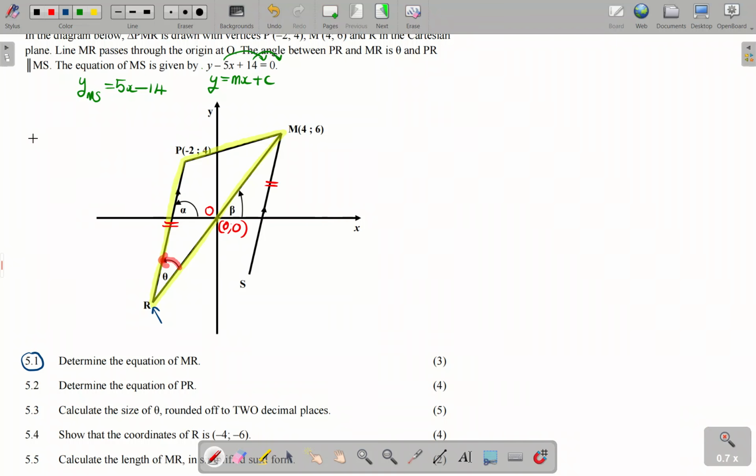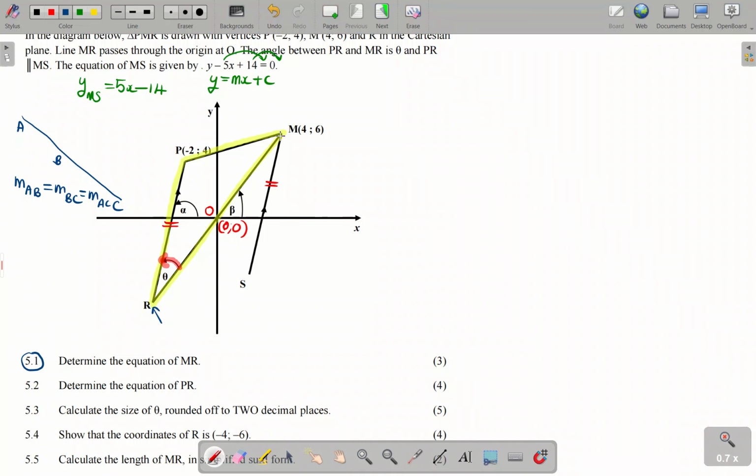You know about collinear points: whenever you have points A, B, and C falling on the same straight line, the gradient of AB is the same as the gradient of BC, and the same as the gradient of AC, because these points fall on the same line. Those are called collinear points. So M, O, and R are collinear points because they fall on the same straight line.